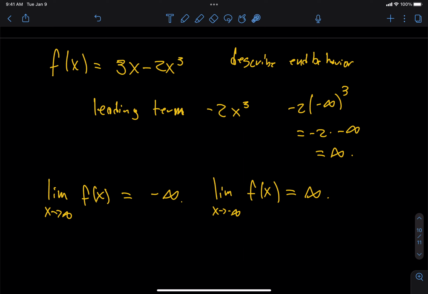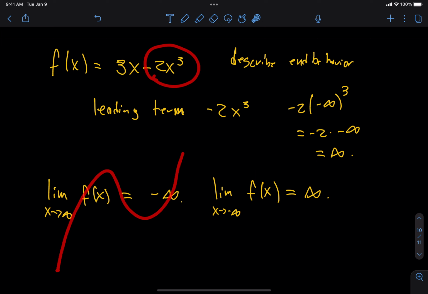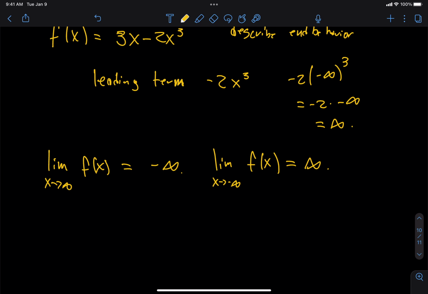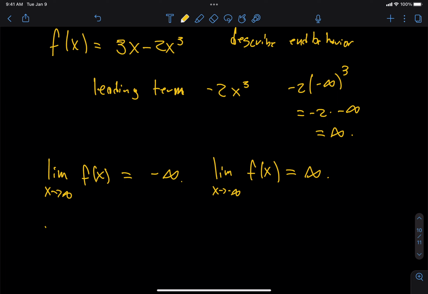You can also tell that this is a cubic function, and a cubic function has opposite end behavior on both sides. A cubic function will either look like this or it will look like this. Those are the options for a cubic function. It's either up on one side and down on the other side, or vice versa. Okay, so this is the end behavior of this function. Let's take it one further step. I think we can graph this.